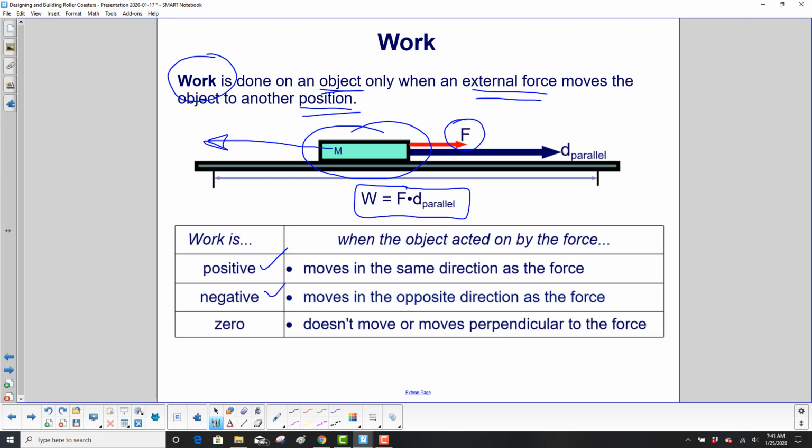And it will be zero if it doesn't move at all, or if the force is perpendicular to the motion. So if we have a force pushing down on this object, but it's moving in this direction, this force here does zero work.